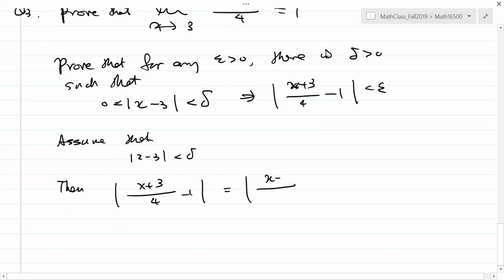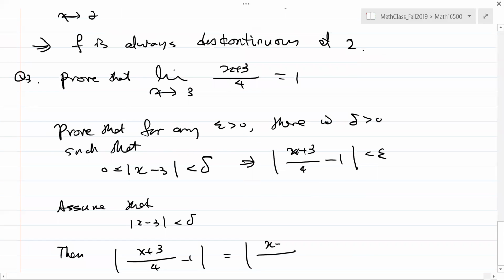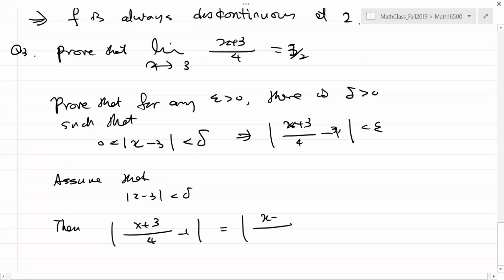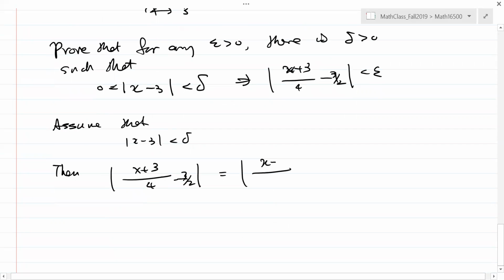When x approaches 3, I think there was a typo here. The problem, this is a 1. Okay, let me change the problem here. So I'm going to change it to 3 over 2, okay? Otherwise, this is wrong. 3 over 2, okay. So, let's combine them, right? It's 4, and that's a 3, okay?